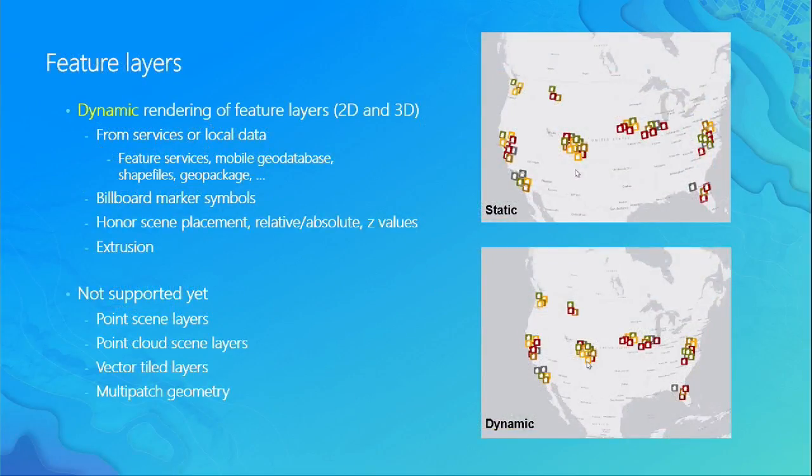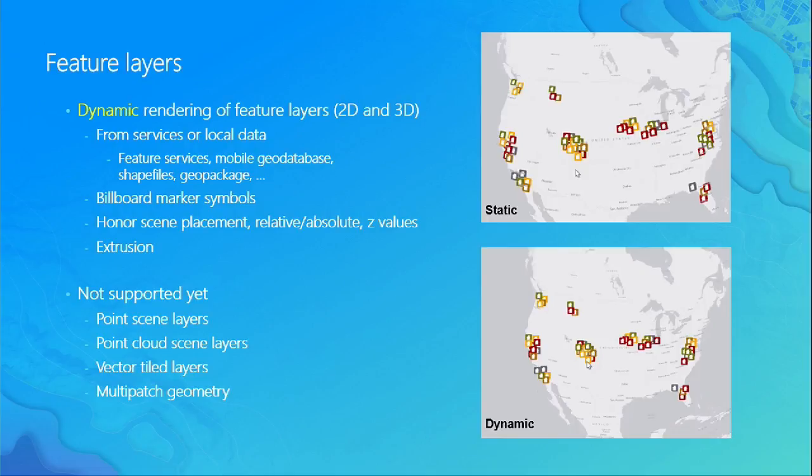Great. So another addition that we added recently in the last update, update 2, is the ability to take advantage of dynamic rendering. There are two different rendering pipelines within Runtime. One is static and is really CPU-intensive, and the other is dynamic, which is GPU-intensive.